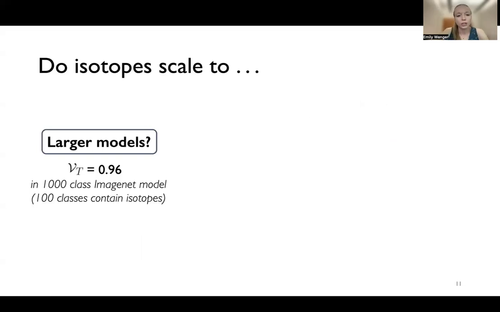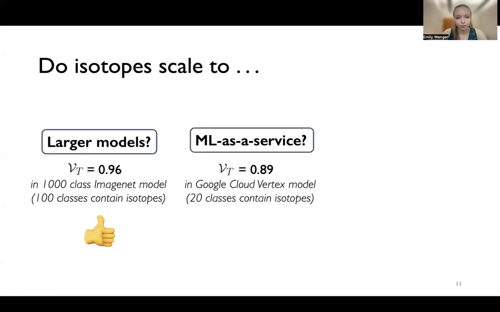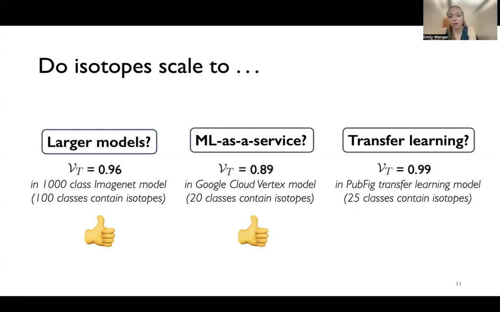We investigate a few additional questions in our paper surrounding isotope scaling. We find that isotopes are successful in models up to the 1,000 class ImageNet dataset, where 100 classes contain isotopes. We also test whether isotopes perform well in an ML as a service setting where we have no understanding of what's going on under the hood in model training. And there we have basically a 90% success rate. And then finally, we investigate transfer learning and whether isotopes perform well in that setting, and we find that indeed they do.